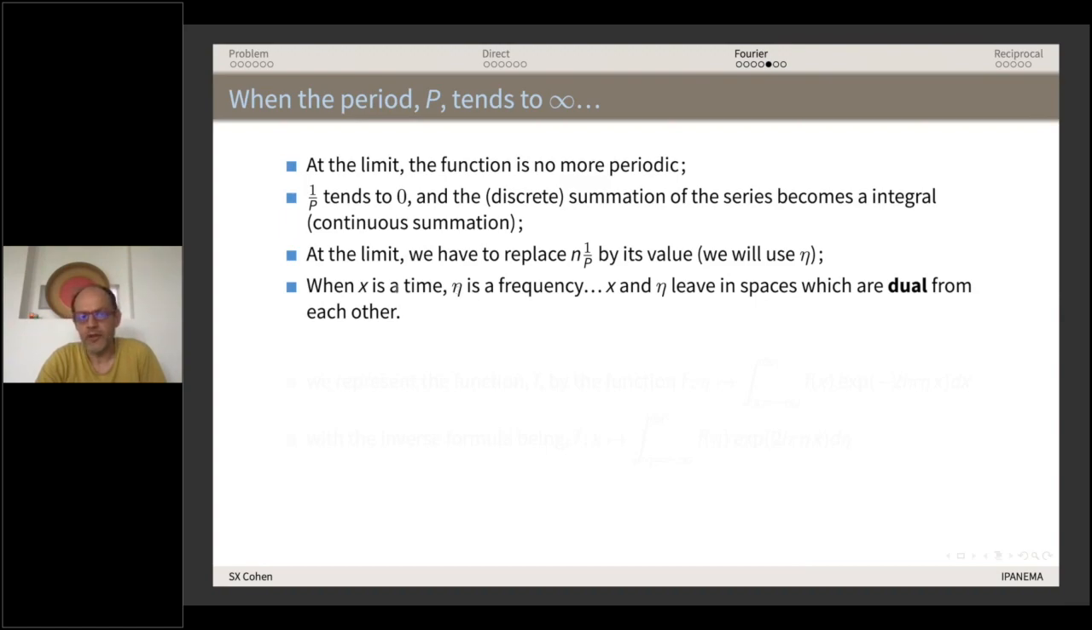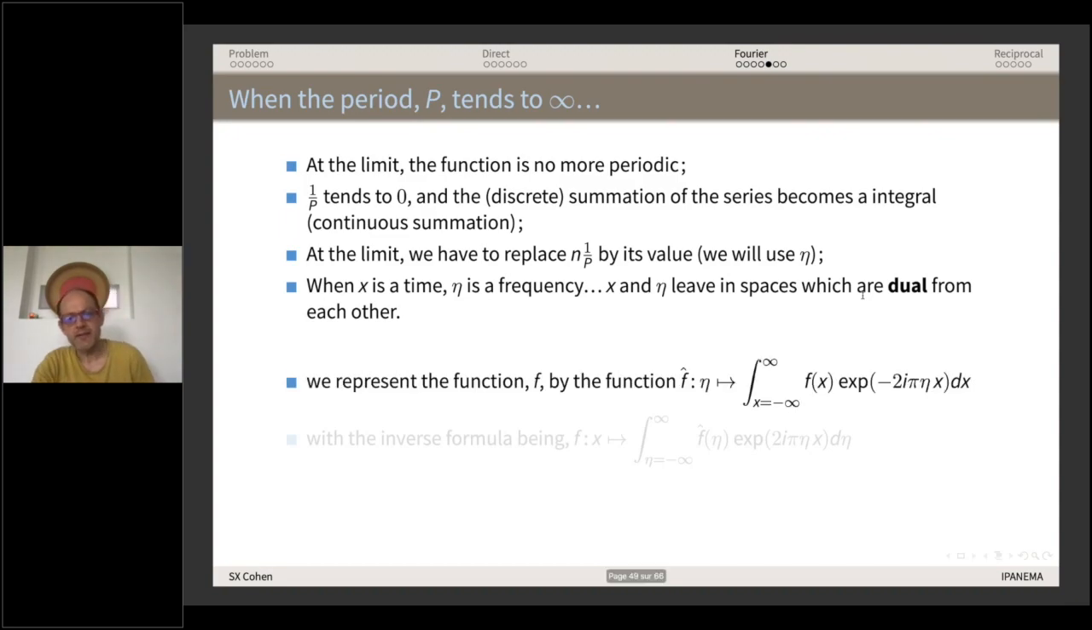Okay, so we tend to talk about a space domain or a time domain and a frequency domain. One variable x is in the space domain or in time domain, and the eta is in a dual space, which is a frequency domain. Okay, and in this case, we're going to represent the function f by another function.